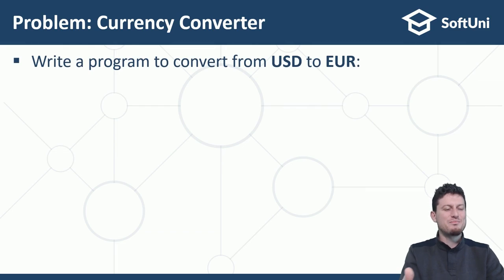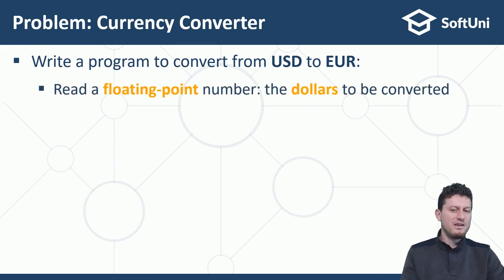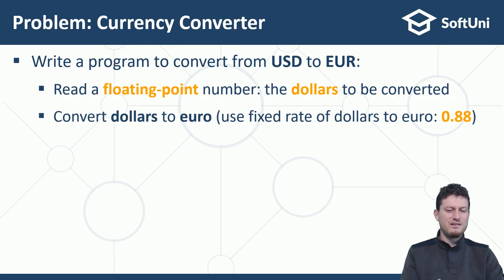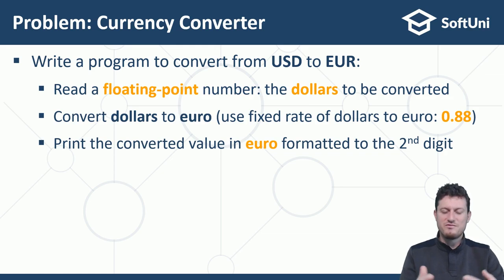Okay, the next program, the next assignment is to write a program which converts from US dollars to euro. Assuming that the dollars come as a floating point number and the rate between dollars and euro is 0.88 euros for $1. We assume the rate is flat. It's not true, but for simplicity. And finally, we print the converted euro value formatted to the second digit.